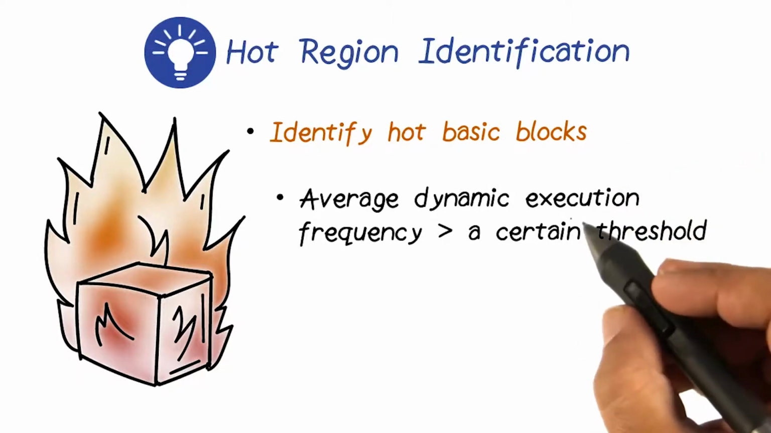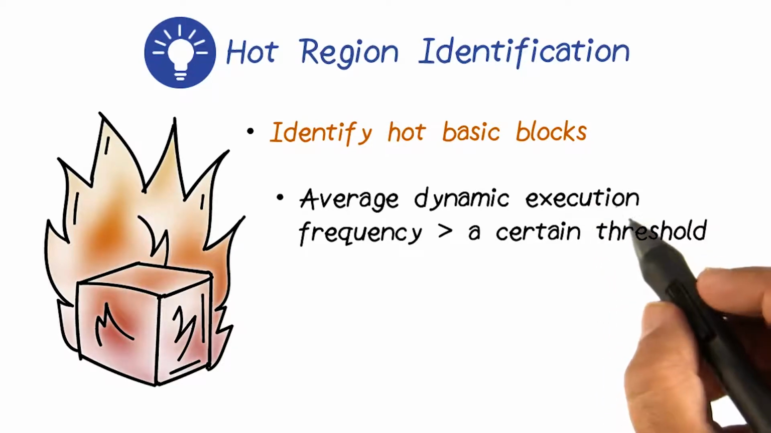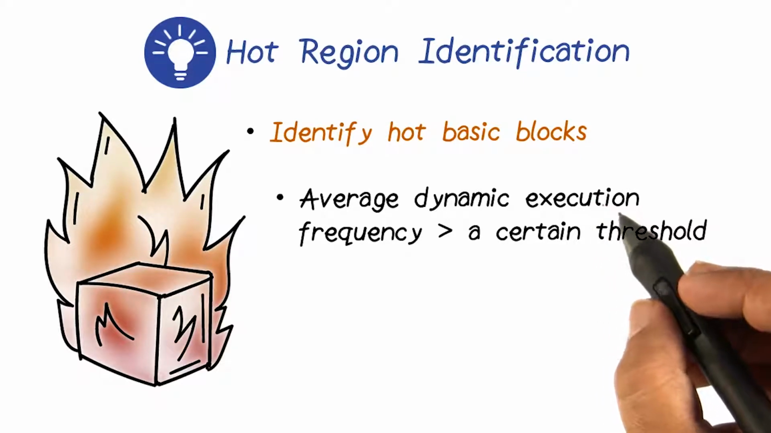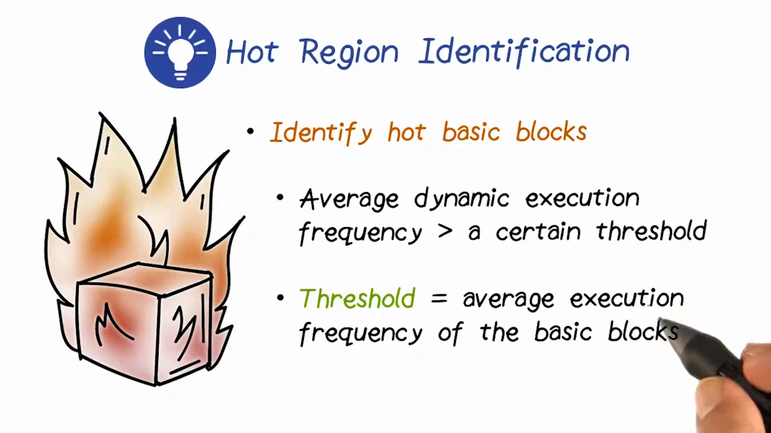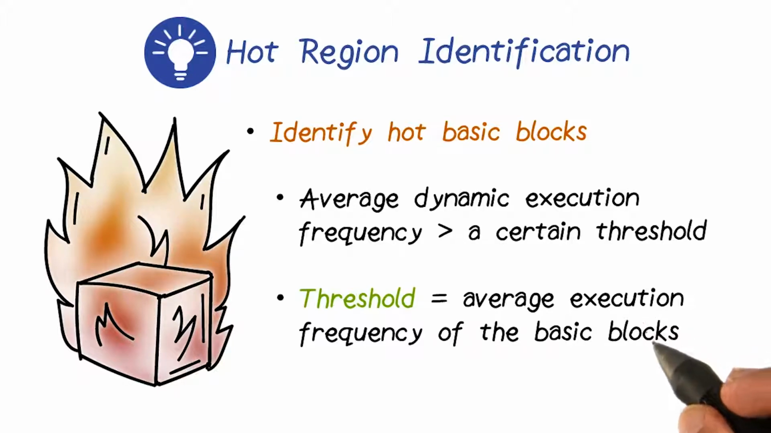So the simplest way to find out the execution frequency of a basic block is to do profiling and find out the average dynamic execution frequency, and check if it is greater than a certain threshold. A typical threshold could be the average execution frequency of all the basic blocks. So in other words, we'll bias it: all those blocks which are above this threshold, select them as hot blocks and the others as cold blocks.